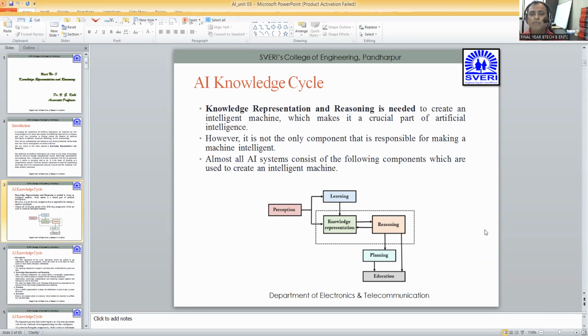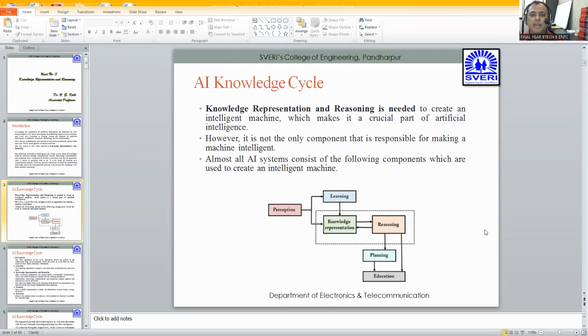So when we move towards human intelligence, obviously knowledge will take a very important role. And when we say that knowledge should be represented, there is a way of doing it. So how is it to be done? Knowledge representation and reasoning is needed to create an intelligent machine. I said already, which makes it a crucial part of AI.